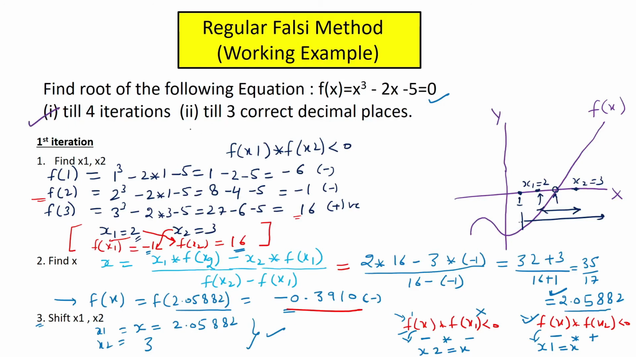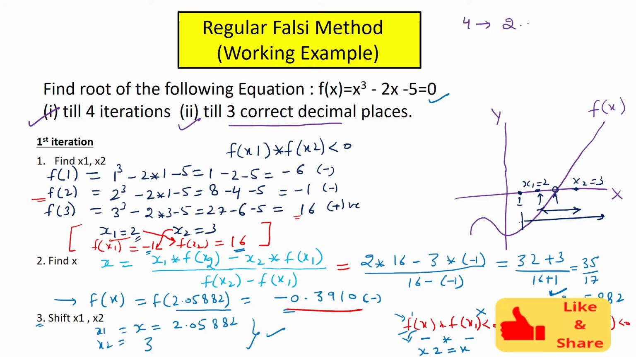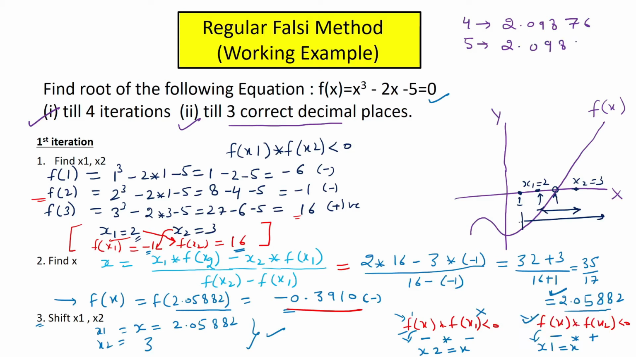Now if the question says that we have to find the root of the given equation till 3 correct decimal places, what does it mean? We have discussed a similar thing in the bisection method also. So this means, for example, in one of the iterations, let's say in the fourth iteration, you are getting some answer as 2.09876, something like that. And in the fifth iteration, you are getting an answer as, for example, 2.098 and something like 6 or 9 or 8.